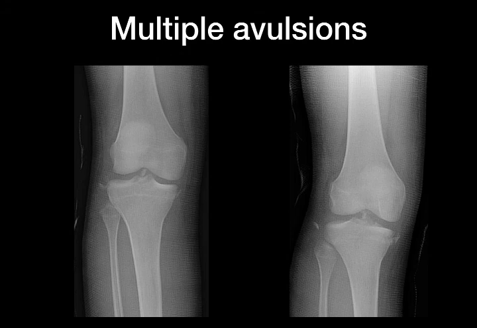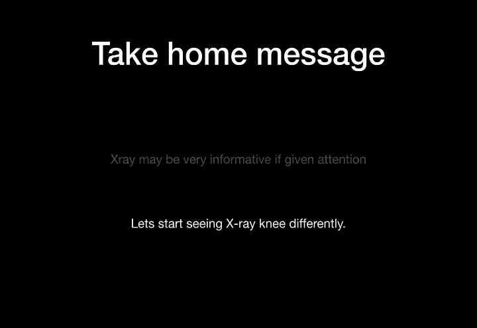There may be multiple avulsions in the same knee, and we should be very careful to look for avulsion fractures. In the take-home message, X-rays may be very informative if given meticulous attention. So let's start to see X-ray of knee joint differently from now onwards.